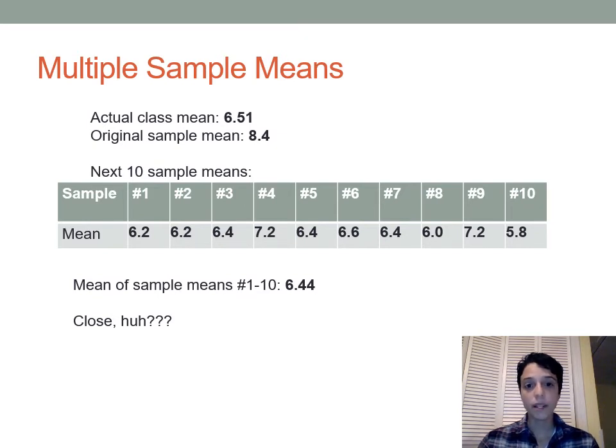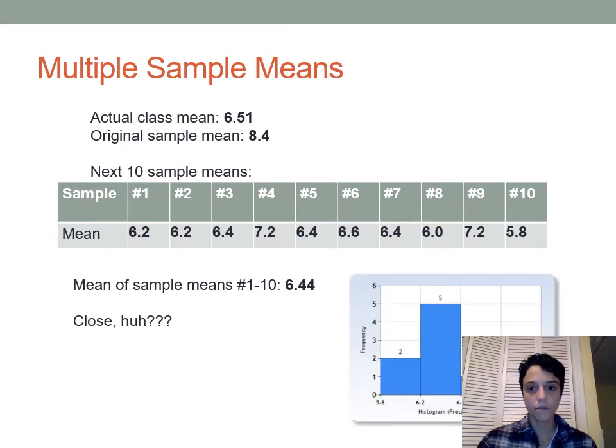And if you're wondering, with that first sample mean, that was 8.4, which is just bigger than all the rest, if you include that in the average, it comes up to 6.6. So even with that one out there that might be considered an outlier, you still have a mean of means that's really close to the actual original.